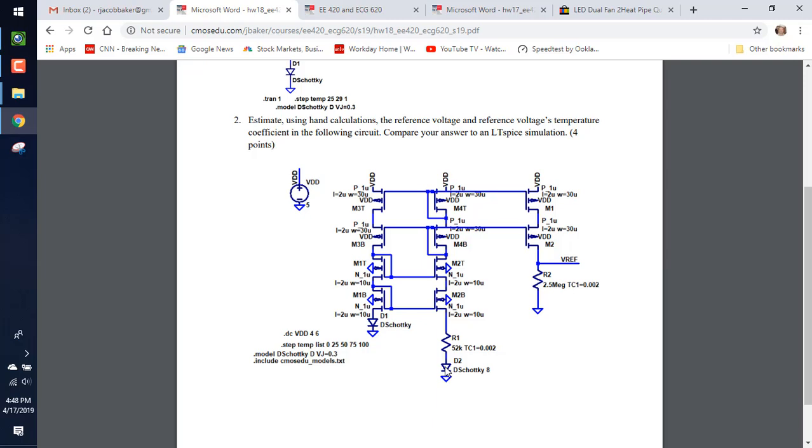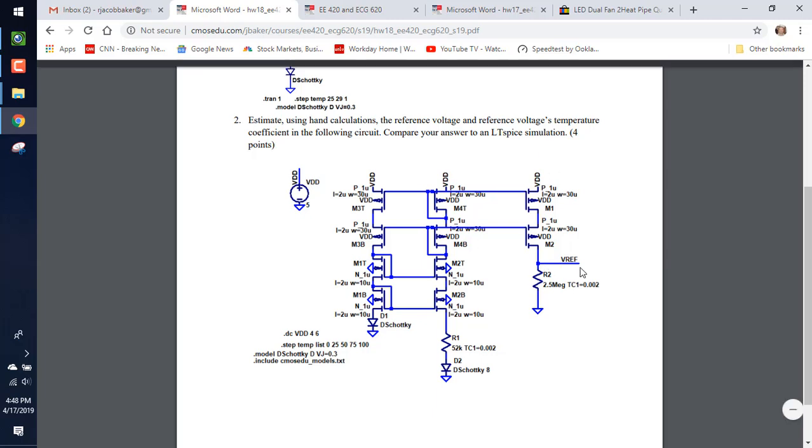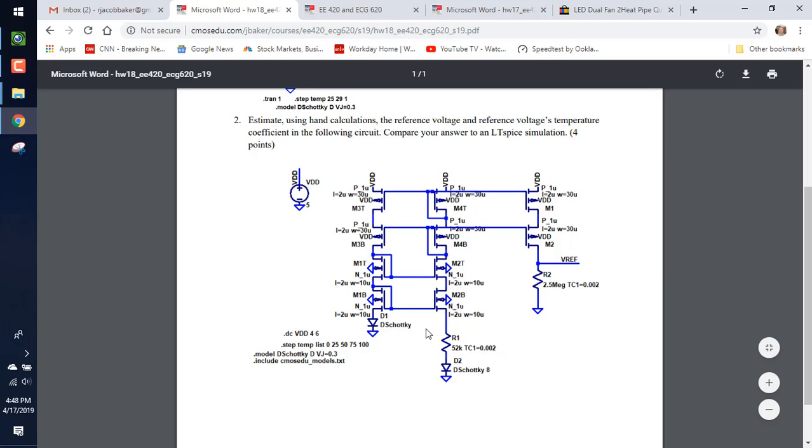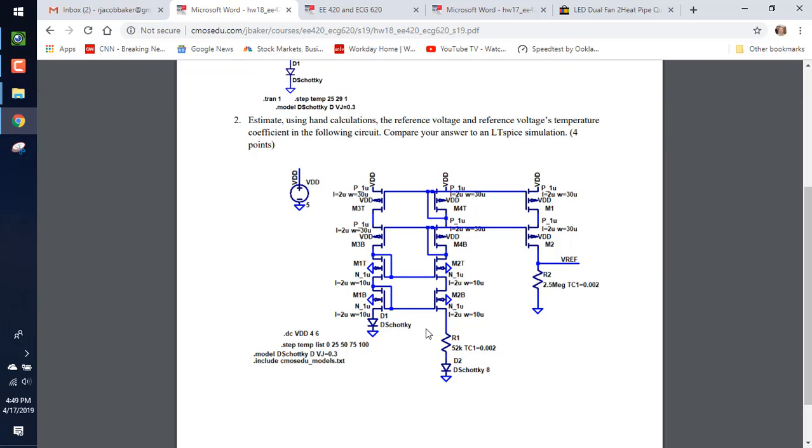How many Schottky diodes here do I have in parallel? 8. So what do I know about V, assuming the same currents flow on each side? V diode 2 is less than V diode 1. Why? I've got 8 of them in parallel. Current splits. Now I know why. Then you have to calculate the tempco too. So you calculate the reference voltage and you calculate the tempco. Use what we learned in class.